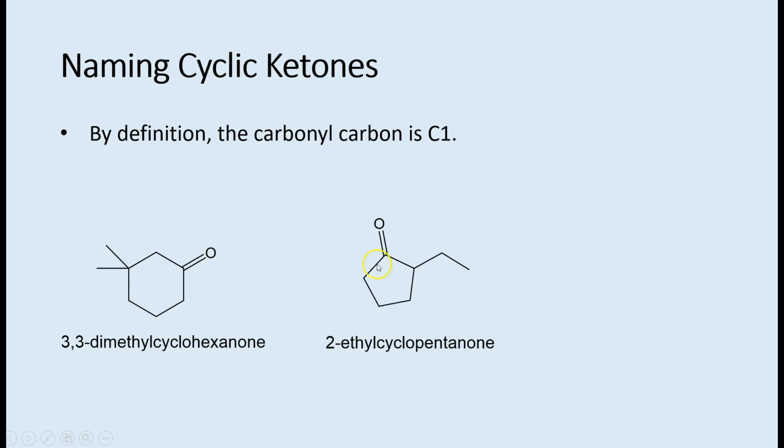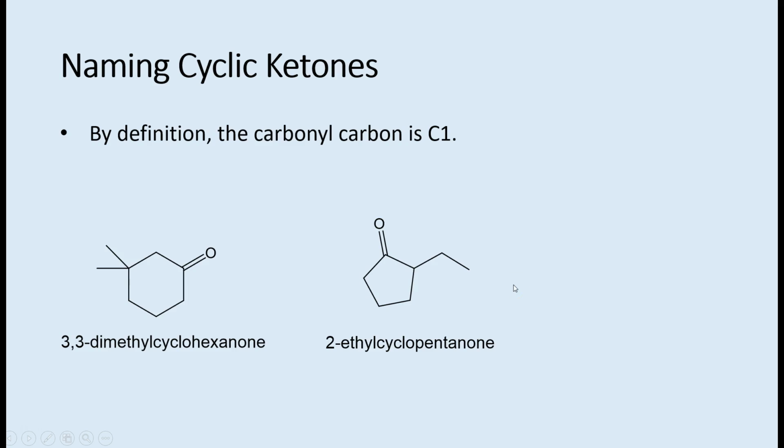Here's a 5-membered ring that contains a carbonyl carbon, and so the parent name is going to be cyclopentane. 1, 2, 3, 4, 5, cyclopentane. It's a ketone because one of the carbons is a carbonyl carbon. So it is cyclopentanone. And then I'm going to number it in the direction that puts the ethyl group at the lowest possible number. So this is 2-ethylcyclopentanone.